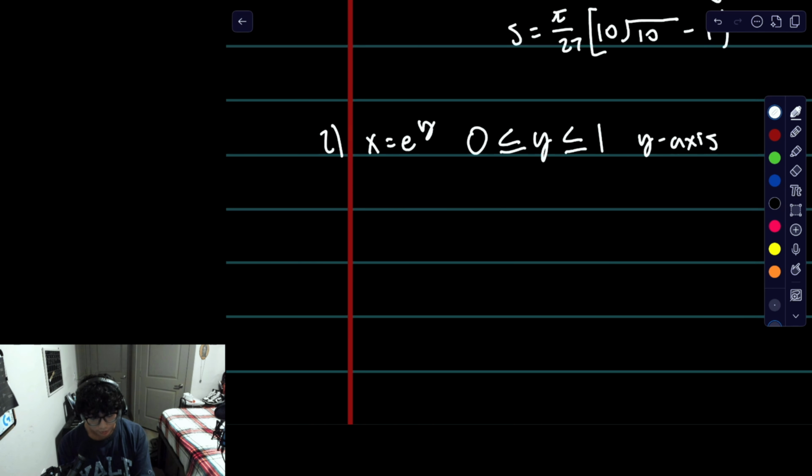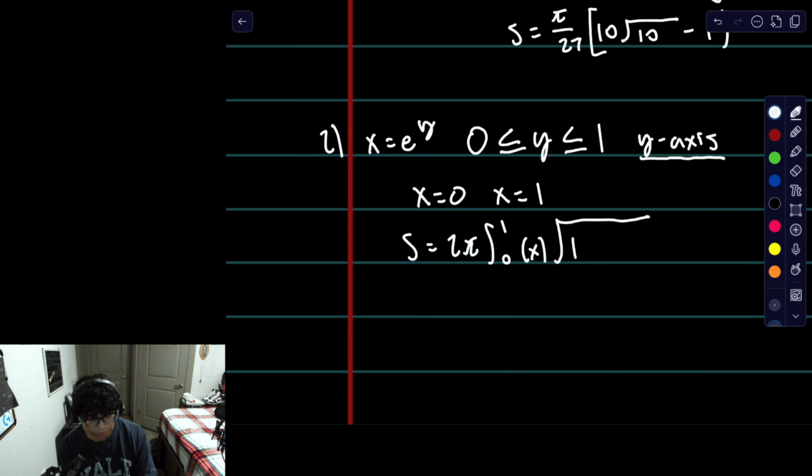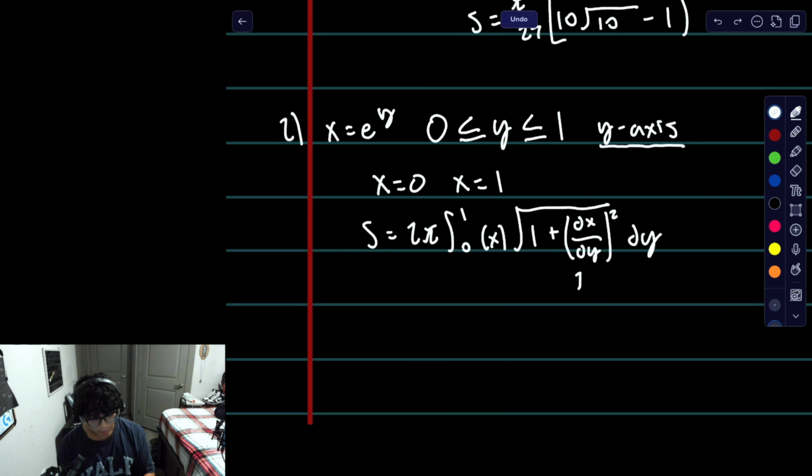Now if you notice, we are rotating about the y-axis, and our bounds are x equals 0 as well as x equals 1. So our surface area is going to be 2 pi times the integral from 0 to 1 of x times the square root of 1 plus (dx over dy) squared dy. And the reason we are using x is because our function is an x equals function, so that is why.